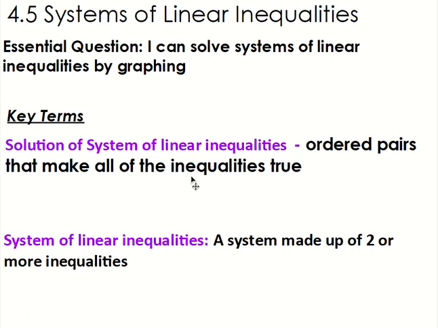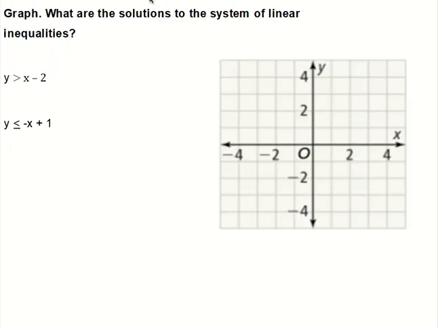Hey guys, let's get into systems of linear inequalities. A system of linear inequalities is when we have a system made up of two or more inequalities. Very similar to a system of equations, but now we're looking at inequalities. The solution to that system is the ordered pairs that make both inequalities true. If you have not watched the video for 4.4, you have to watch that first. Very important. Now let's get after it.